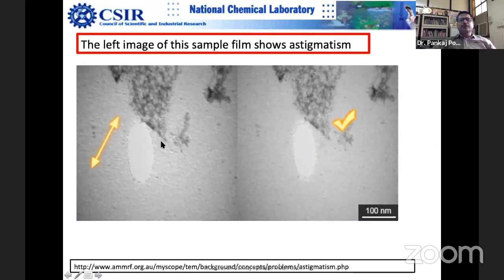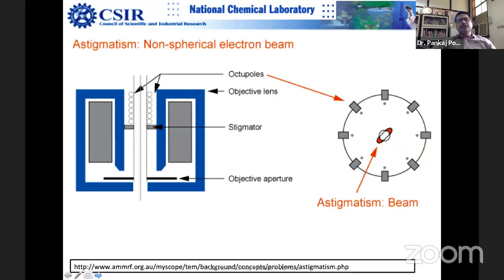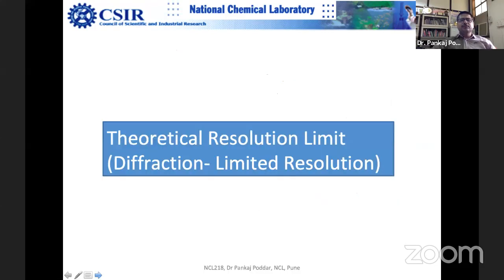So one example is mentioned here. You can see that there is astigmatism, there is elongation, and there is no elongation basically. This is corrected actually. Astigmatism is basically when your circular beam becomes elongated in one direction because of the three things which I mentioned.